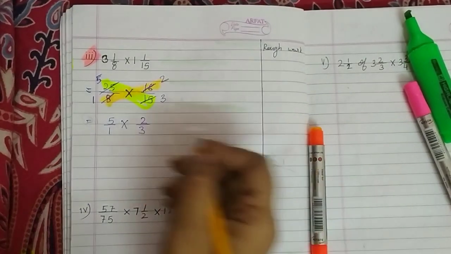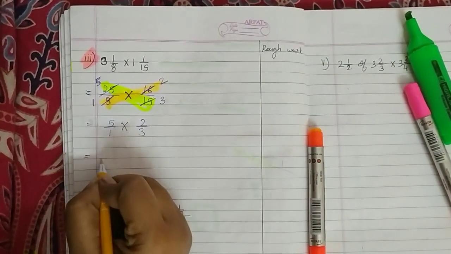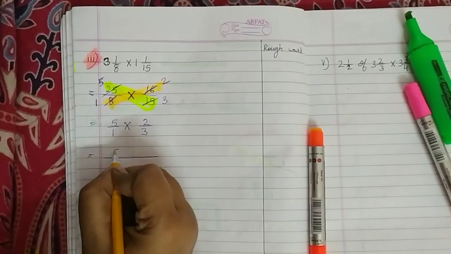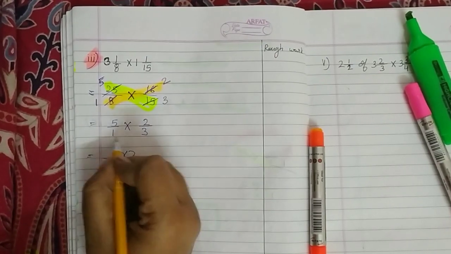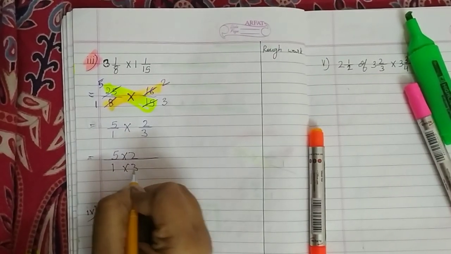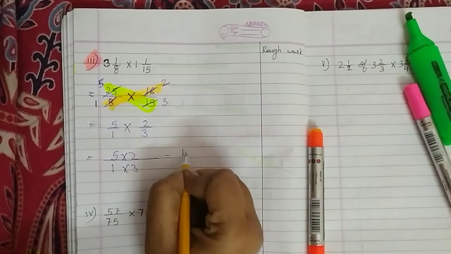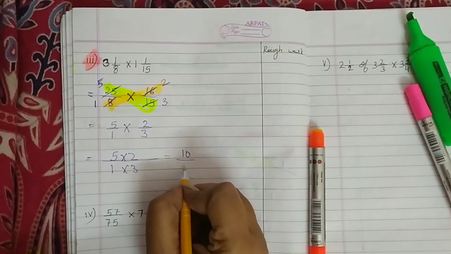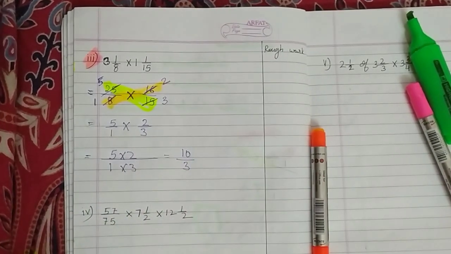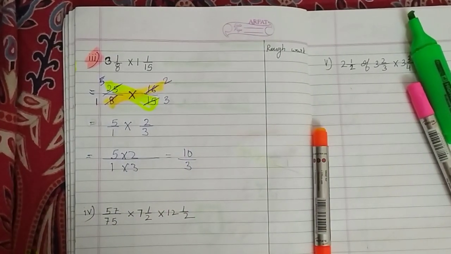Yes? Now, multiply. 5 into 2, 1 into 3. What is this? 5 2s are 10. 1 into 3 is 3. Yes, this much is clear.